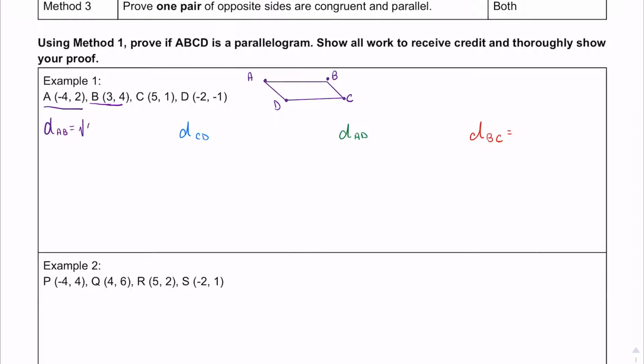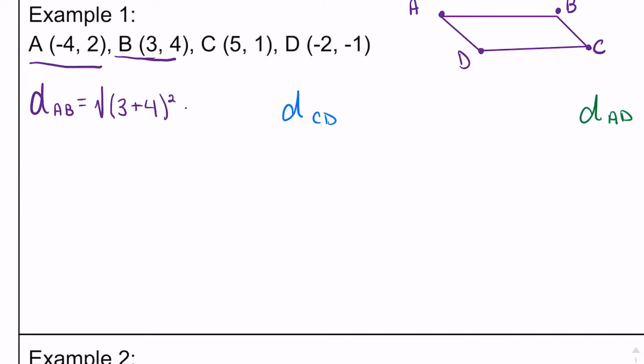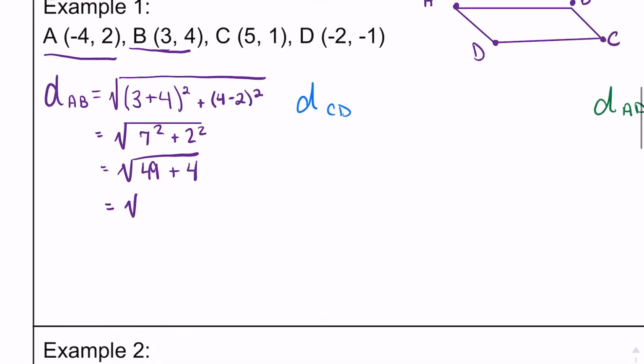So x2 minus x1 will be 3 minus negative 4, which turns into a plus. And then y2 minus y1 is 4 minus 2. Simplifying, we get that line segment AB is the square root of 53.